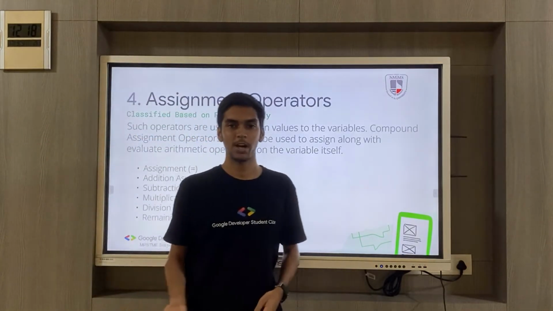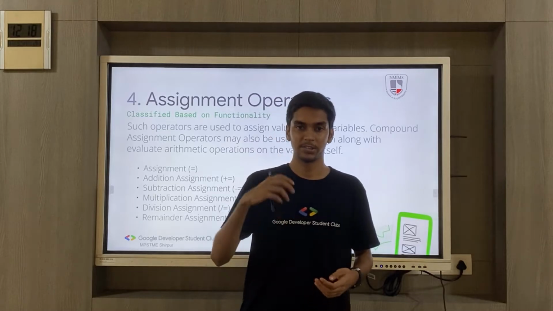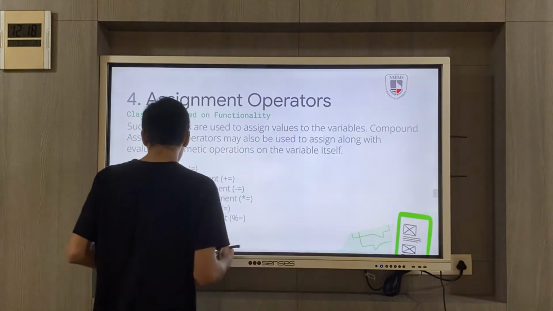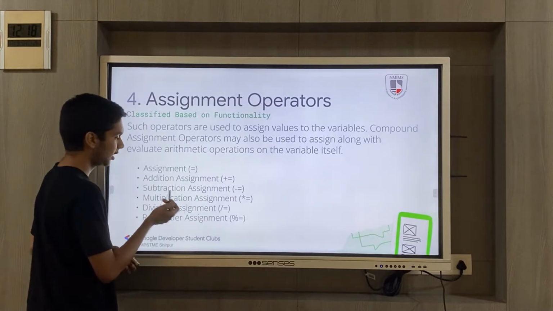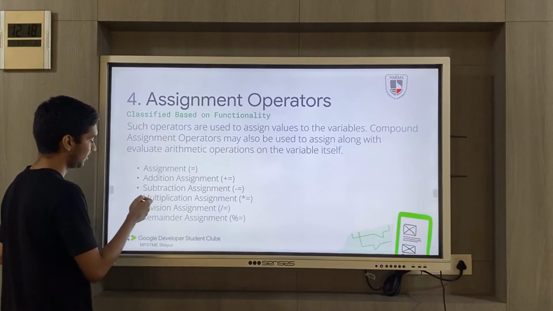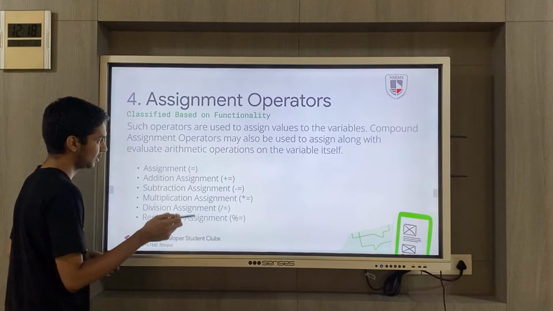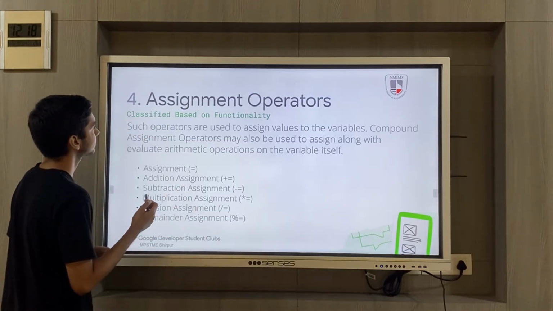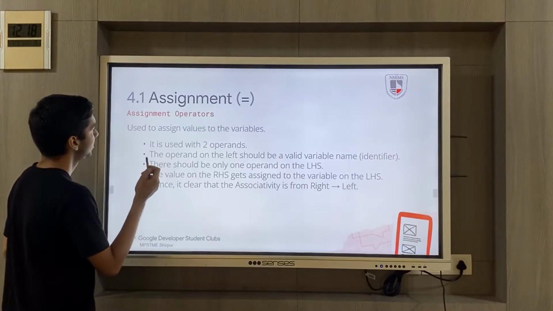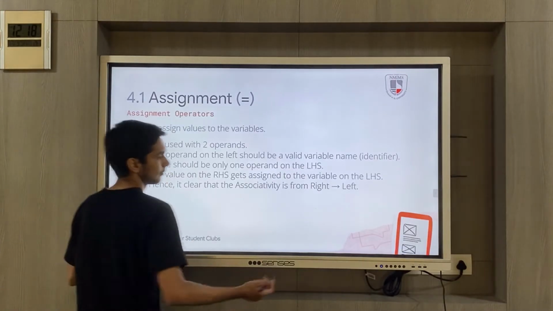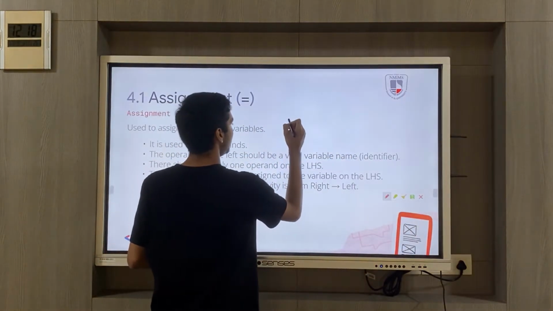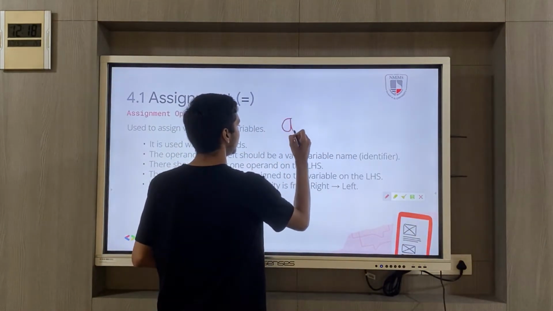Assignment operators are basically used to assign a value to a variable. We have the normal assignment, and then addition assignment, subtraction assignment, multiplication assignment, division assignment, and remainder assignment. So let's see what the normal assignment is. Here it's basically used to assign, so let me show this.